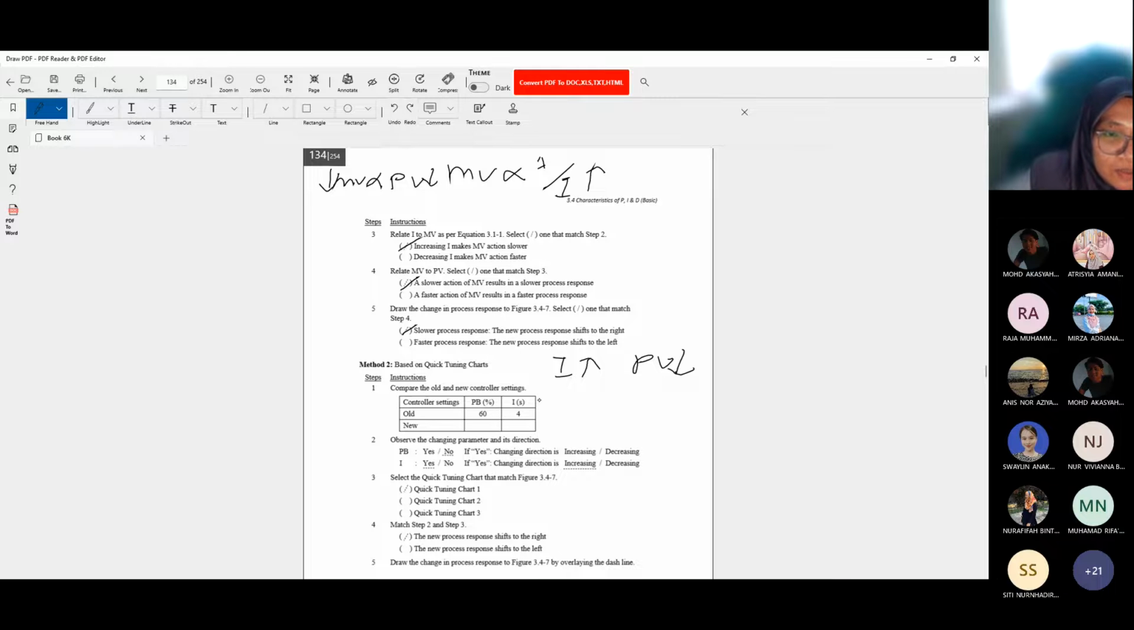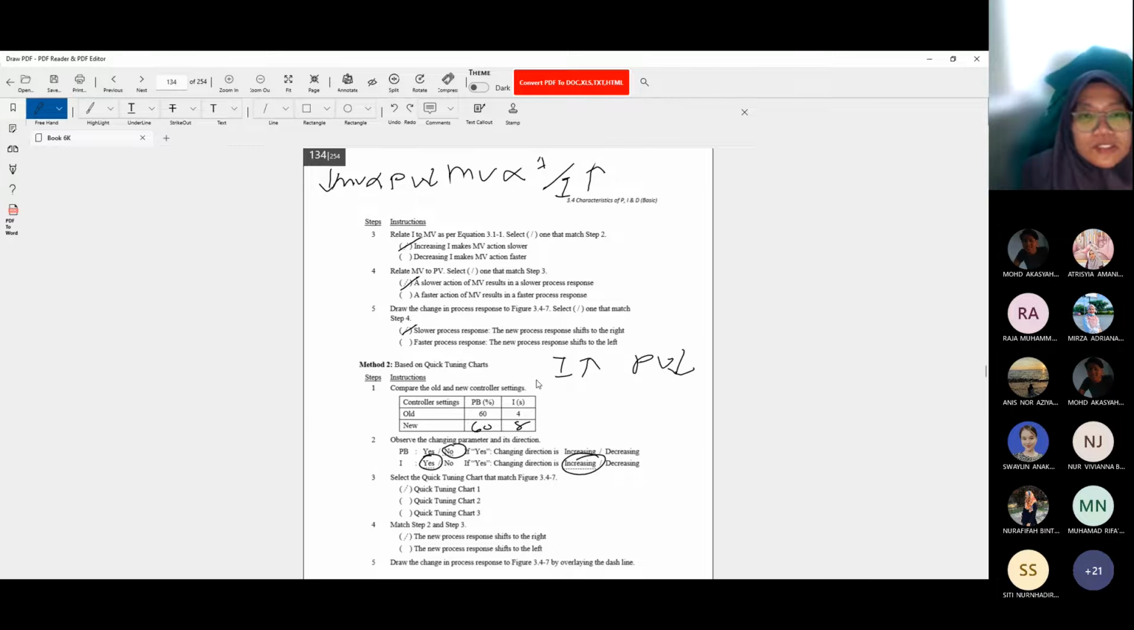Okay, we have one method which is based on the quick tuning chart. This is number 1, 60 and 8 for the new I. So the change occurs at I only. So underline yes for I, no for PB. The change is the same, increase from 4 to 8.